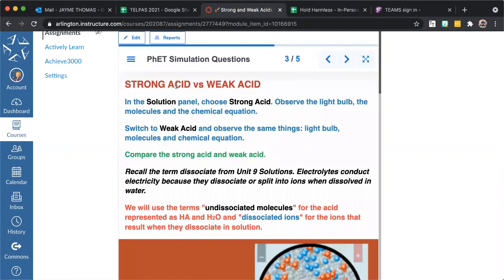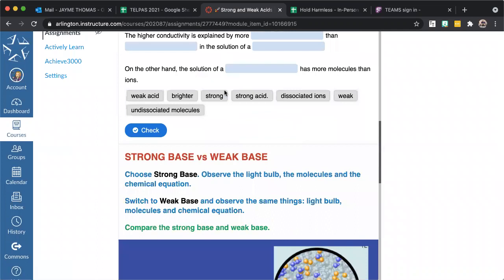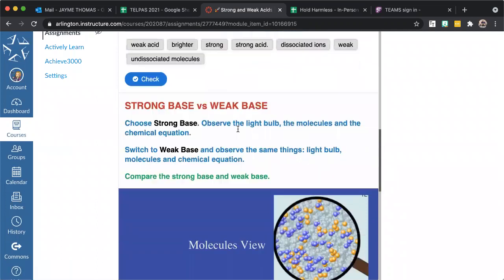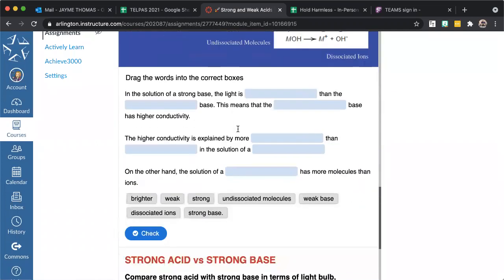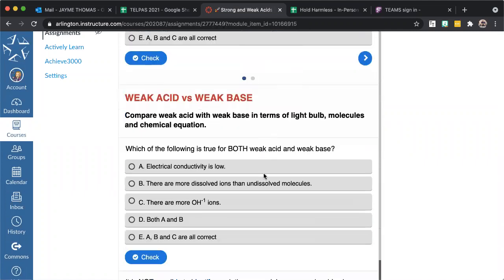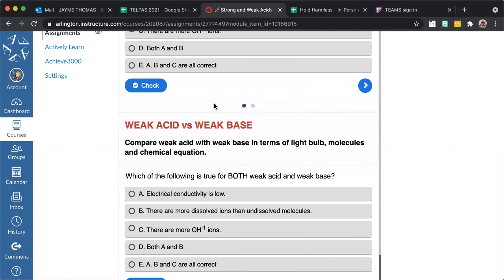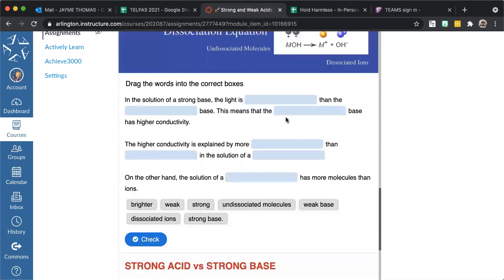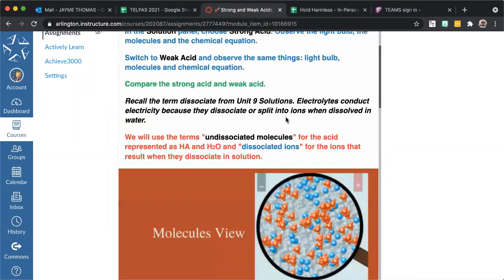So you're first going to compare strong and weak acids. That's the first part. The second part is strong and weak bases. There are some pictures and guidance there. And then you're also going to compare strong acid versus strong base. How are they different or the same? And then weak acid, weak base. So for the last two, you're not really having to do anything different with the simulation. It's more things you observed and based on the definitions. But the first two, it's going to guide you through.